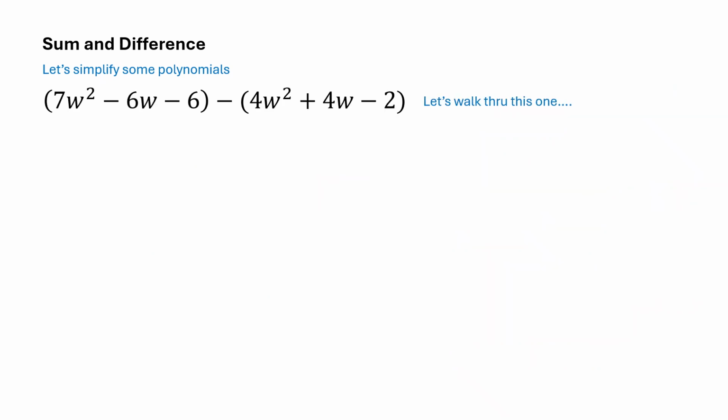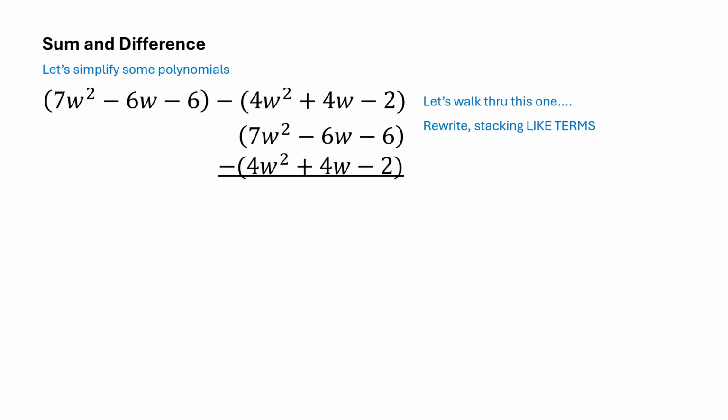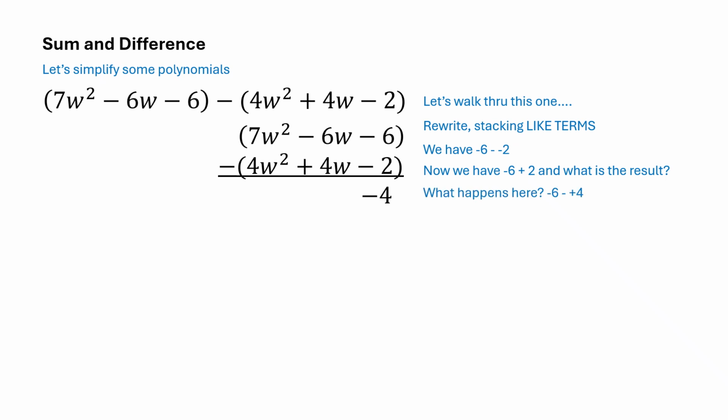Let's walk through this one. So there's less words on the screen, but I'm just going to talk you through it. So let's start off with the stacking of the like terms. We have in the back negative 6 minus a negative 2. We know now that that's going to change to negative 6 plus 2. What should be the result? Negative 4. Remember, if the signs are different, subtract the numbers, keep the sign of the bigger of the two numbers.